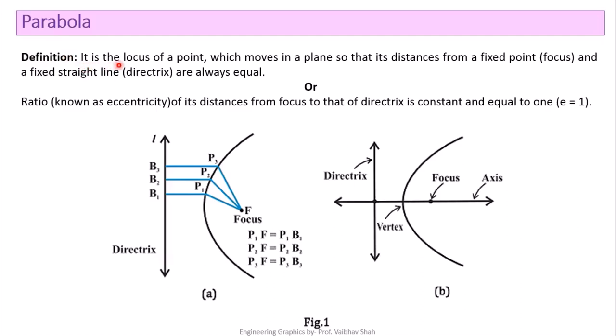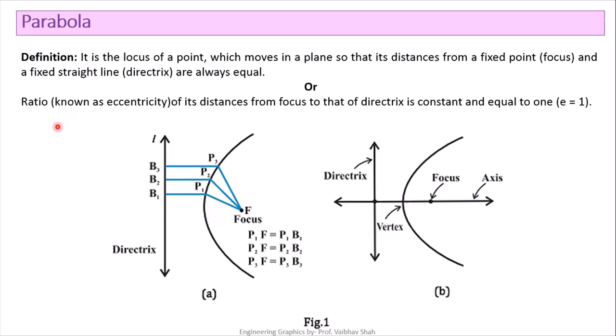So the definition: it is the locus of a point which moves in a plane so that its distances from a fixed point, or a focus, and a fixed straight line are always equal. So let us understand it by this figure. So it is a locus of a point. Locus means group of points. So it is a locus of a point which moves in a plane so that its distances from the fixed point P1F and the fixed straight line P1B are equal and always constant. So this is nothing but the definition of your parabola.